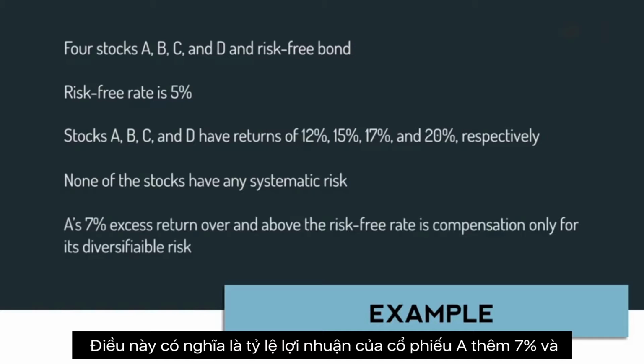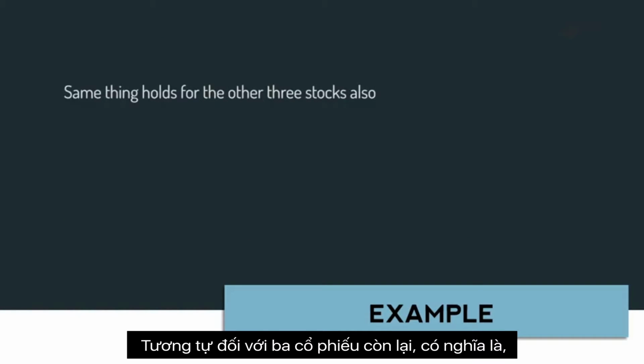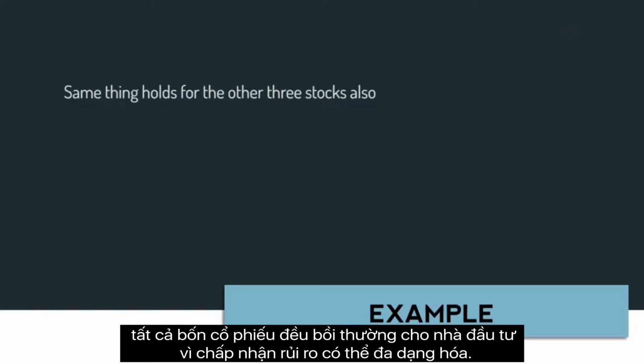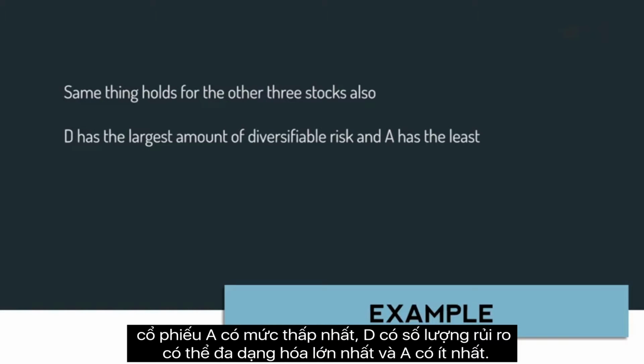This means that A's additional 7% return over and above the risk-free rate is compensation only for its diversifiable risk. The same can be said about the other 3 stocks. That is, all 4 stocks compensate investors for holding only diversifiable risk. Given that D offers the largest compensation above the risk-free rate and A the least, D has the largest amount of diversifiable risk and A has the least.